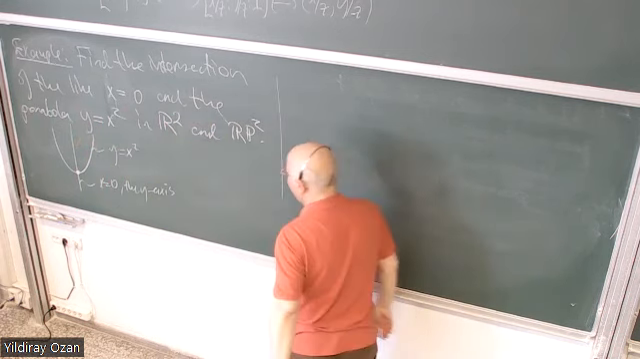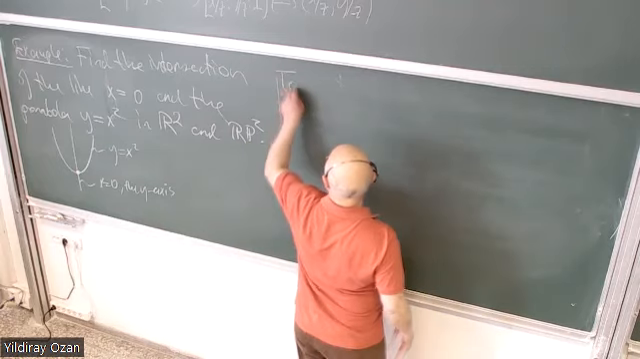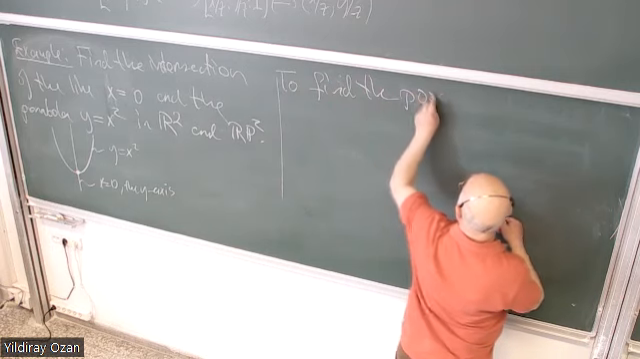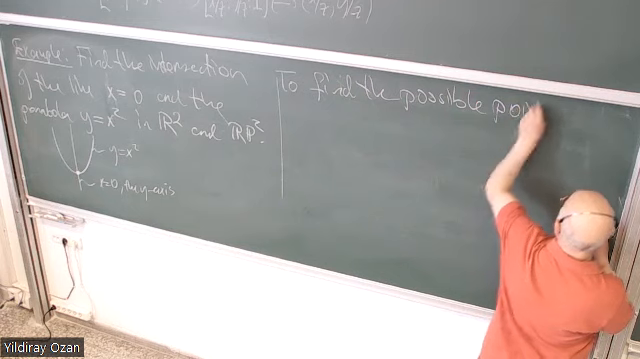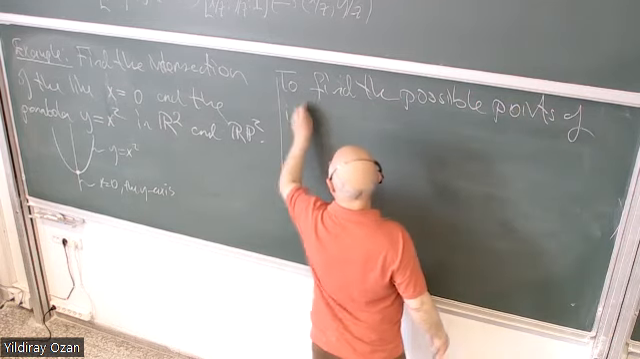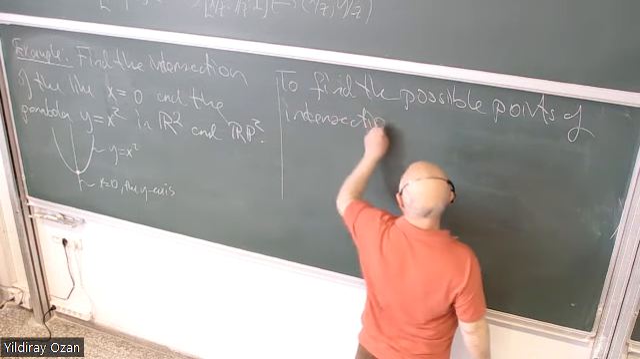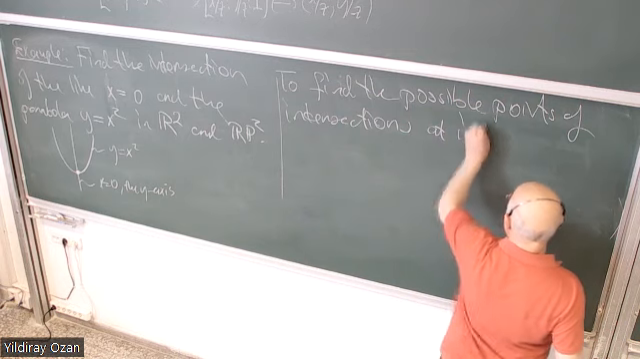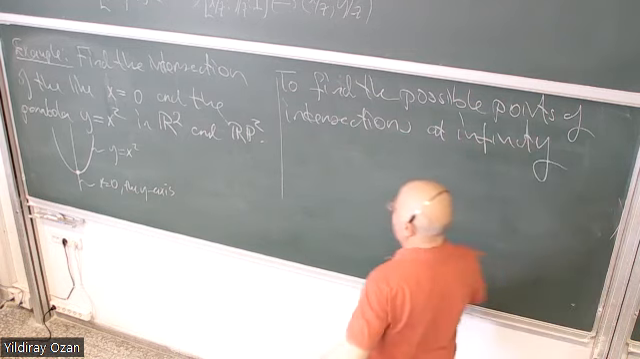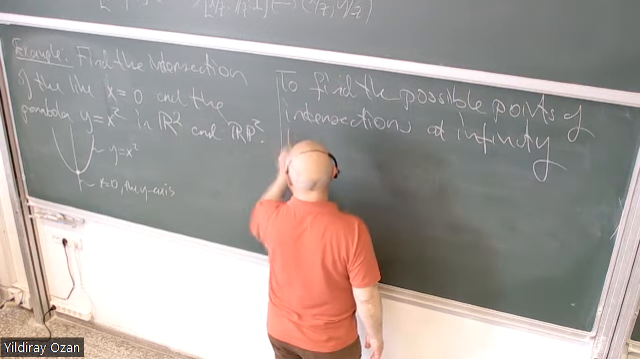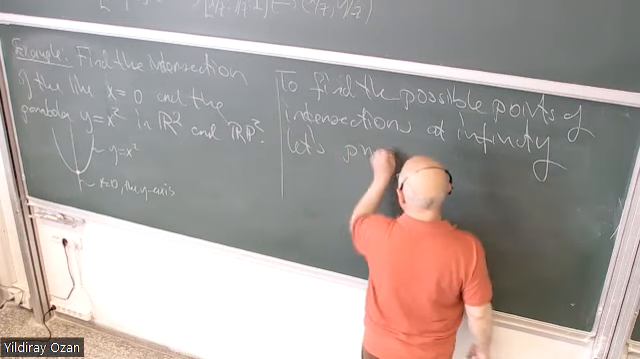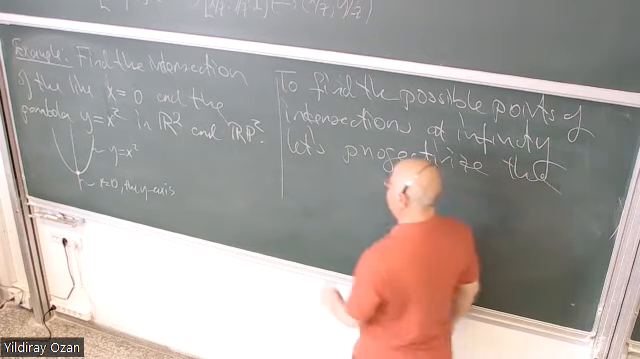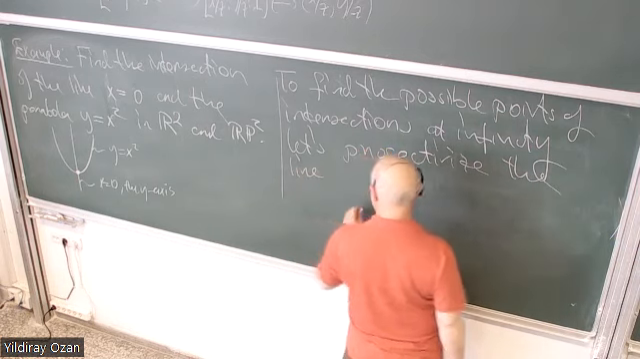How can we do this? Well, to find the possible points of intersection at infinity, let's projectivize the line and the parabola.